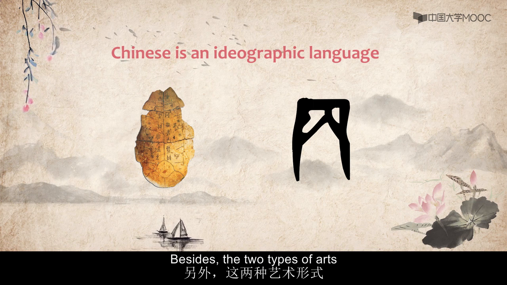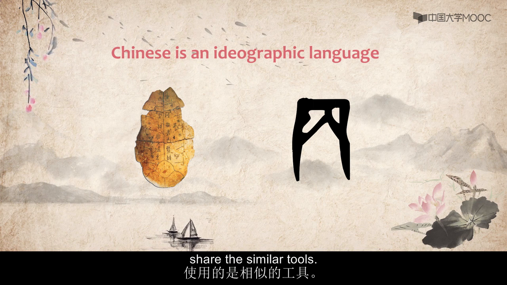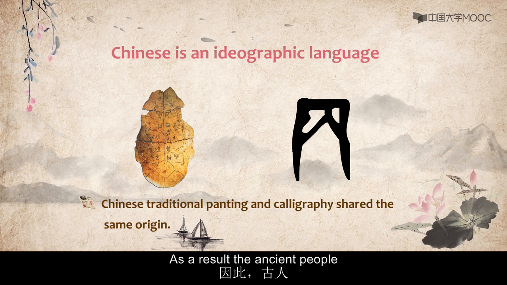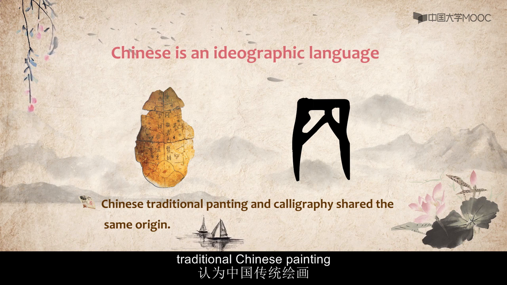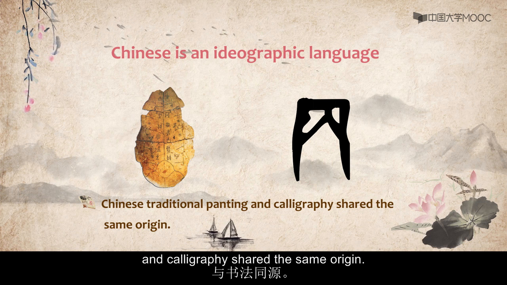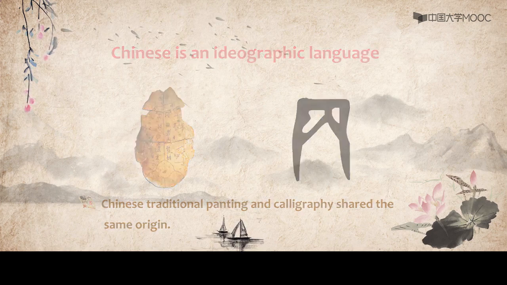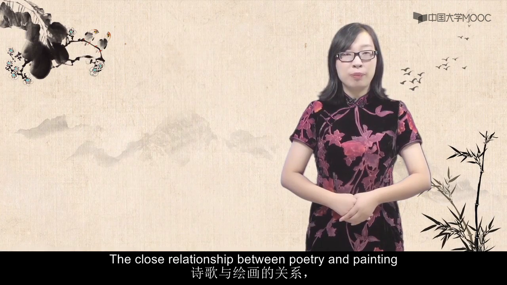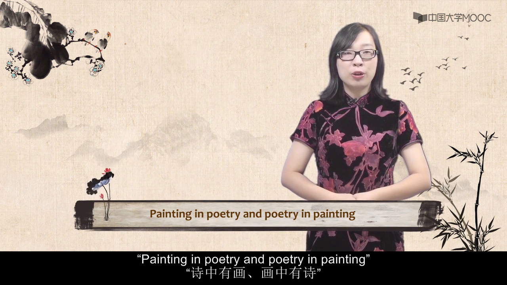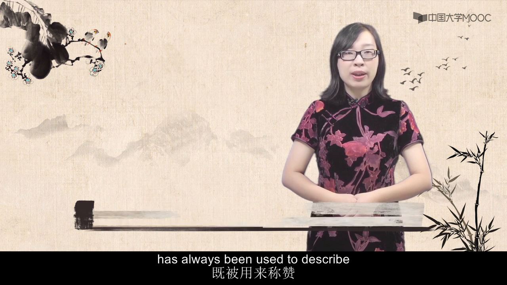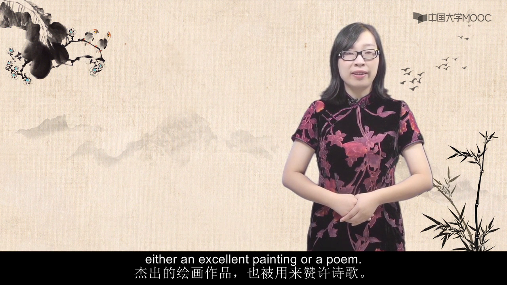Besides, the two types of arts share the similar tools. As a result, the Asian people already had the theory that traditional Chinese painting and calligraphy shared the same origin. The close relationship between poetry and painting was formed along with the increasing impact of literature on painting. Painting in poetry and poetry in painting has always been used to describe either an excellent painting or a poem.